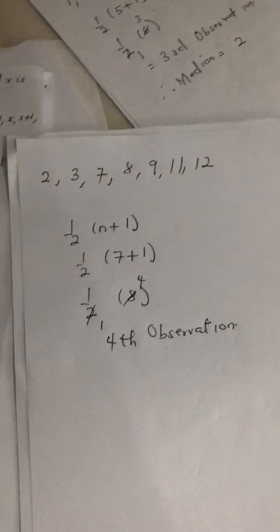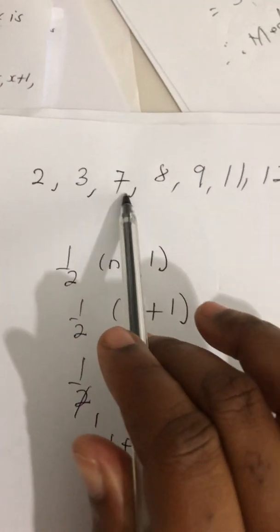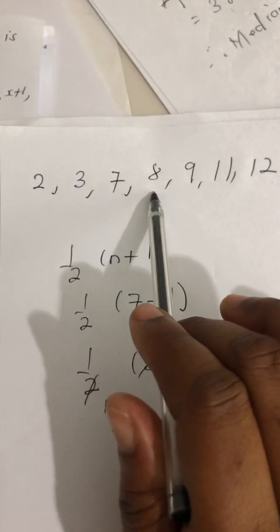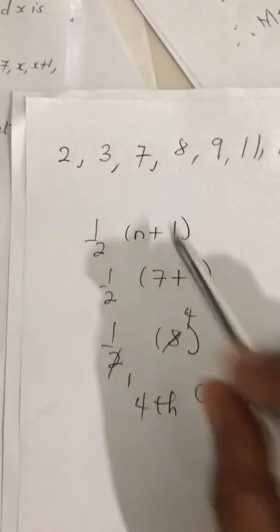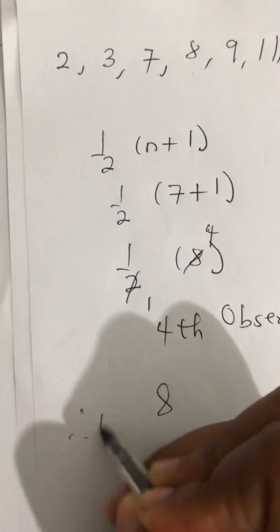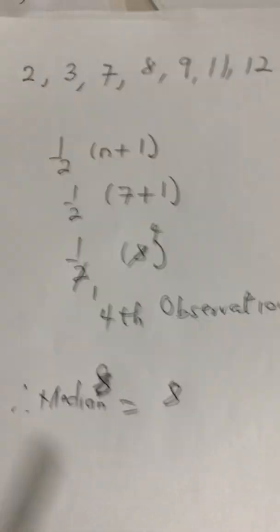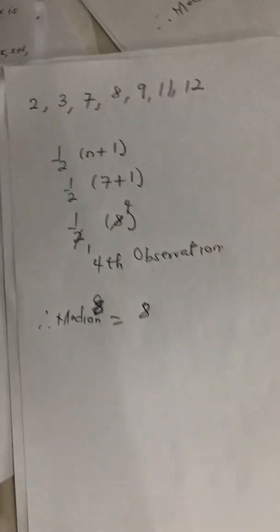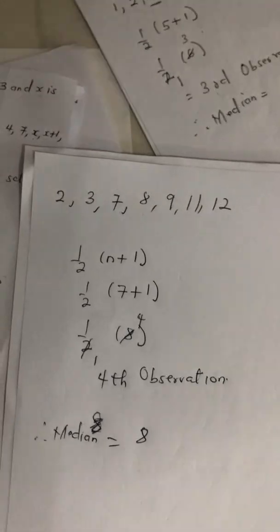Now, you check which number is in the fourth position. So you have 1, 2, 3, and 4. So 8 is our median. Therefore, the median is equal to 8. Okay. I hope it is making sense now.